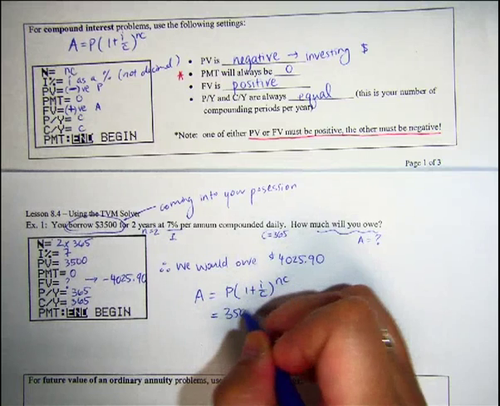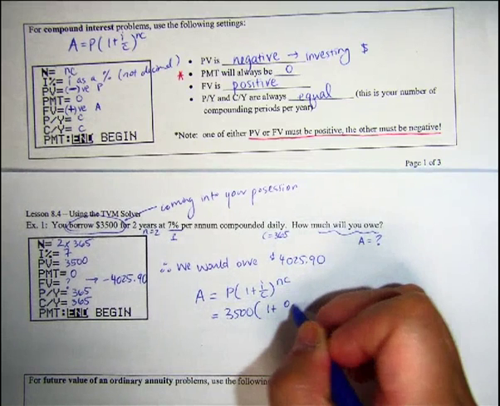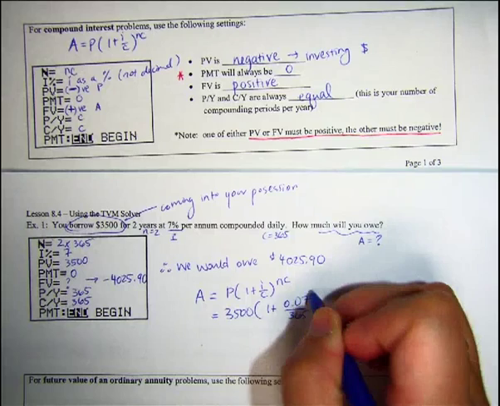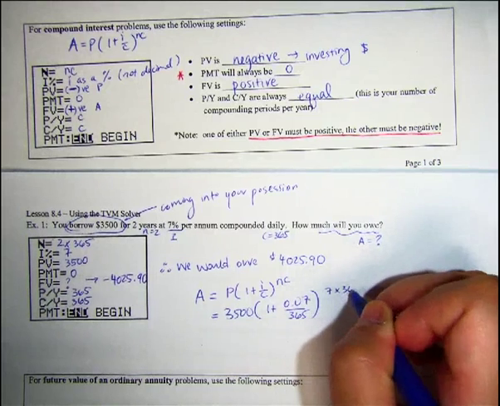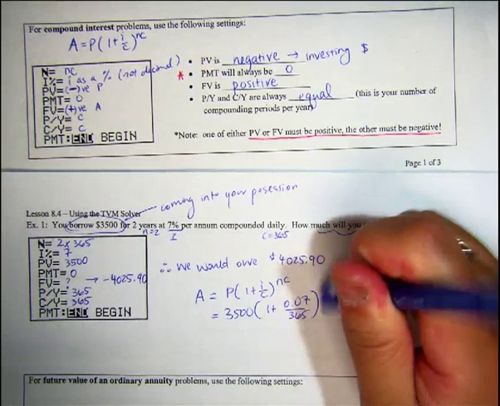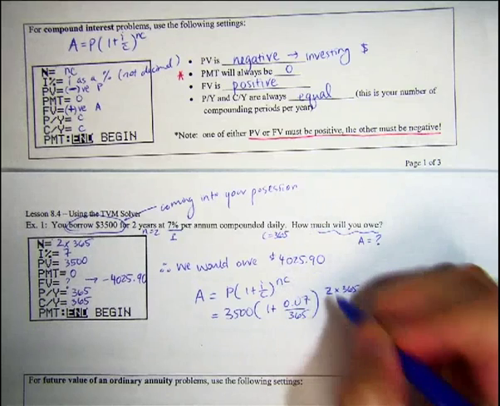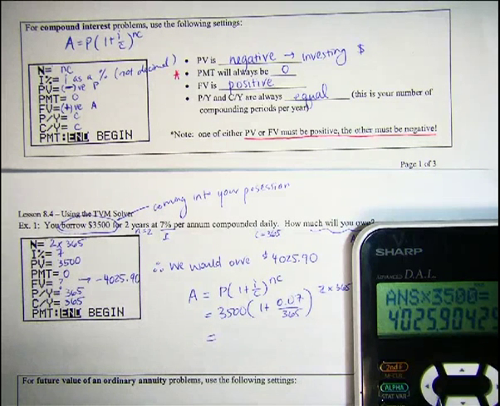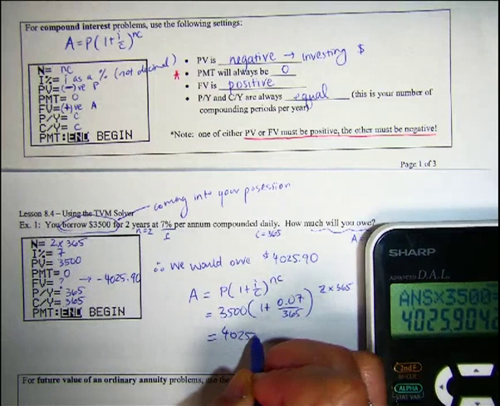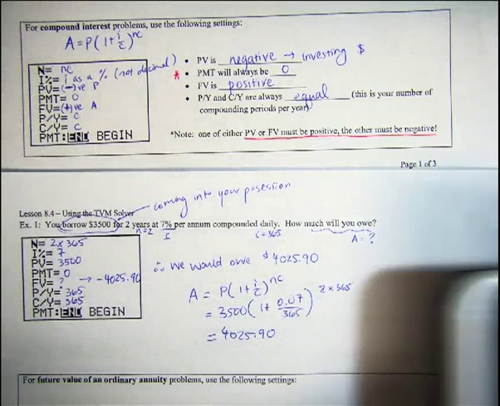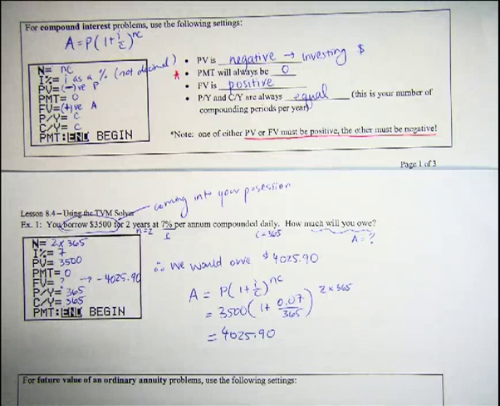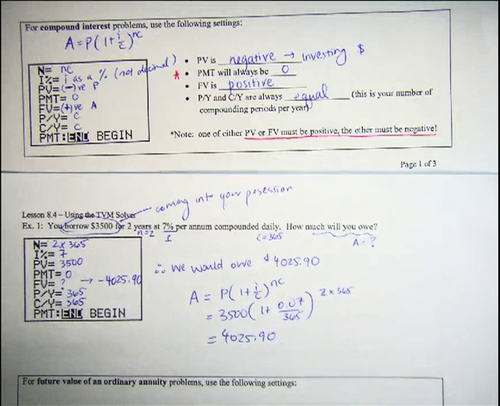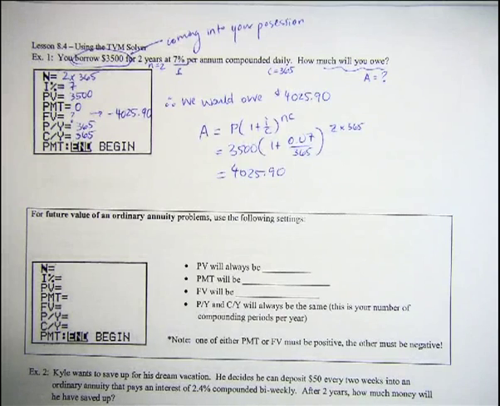And if you don't believe me, then try it out with your compound interest formula, and you should see that you're going to get the exact same answer. 0.07 divided by 365, to the power of 2 years times 365. And I just put that into my calculator. Same answer, 4,025.90. See? But now that we have the TVM solver, it is much faster. Pretty good, huh?